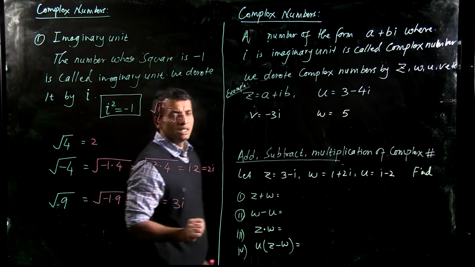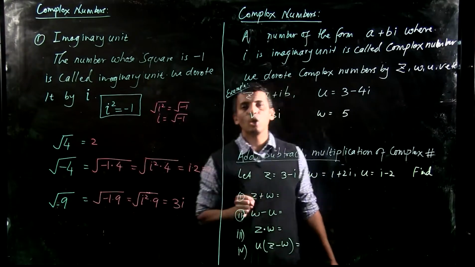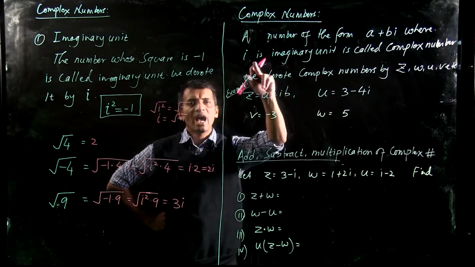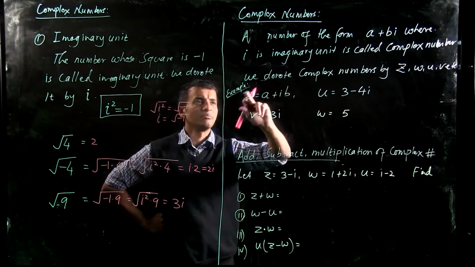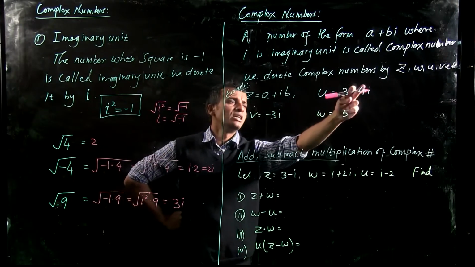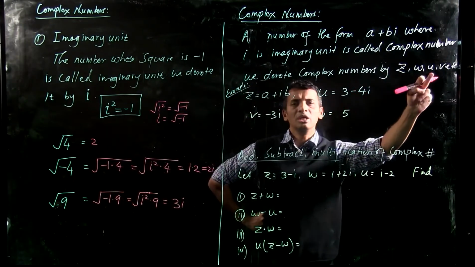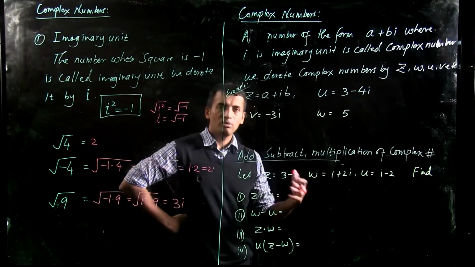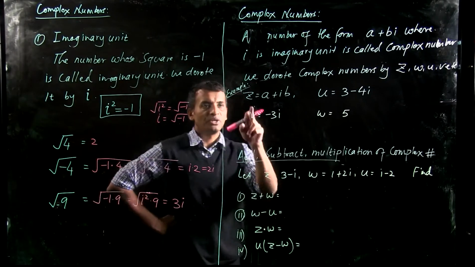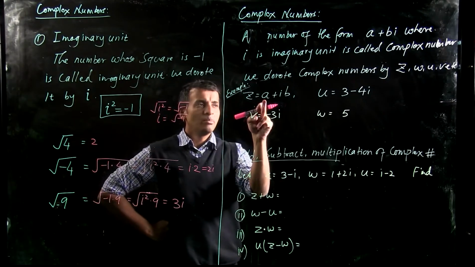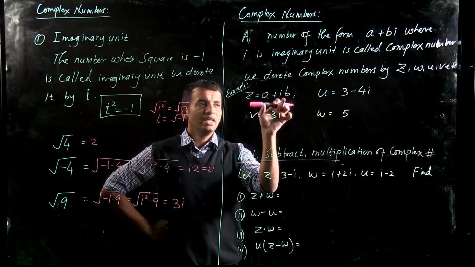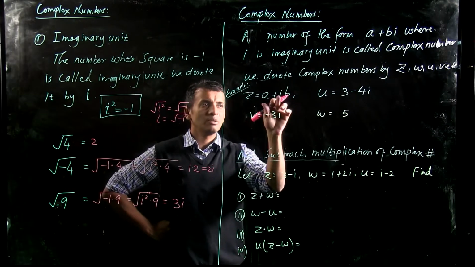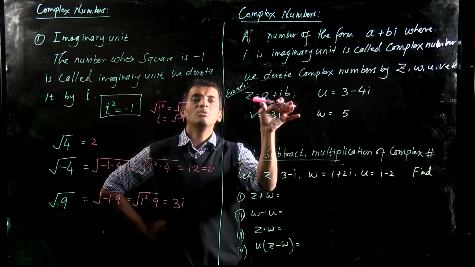Next, we want to use this i to define a complex number. A number of the form a plus bi, where i is the imaginary unit, is called a complex number. We denote a complex number by a small letter like z, w, u or v, or sometimes z1, z2, w1, w2. For example, z equals a plus bi is a complex number. Here a is a real number, b is a real number. When you attach i, it becomes a complex number.